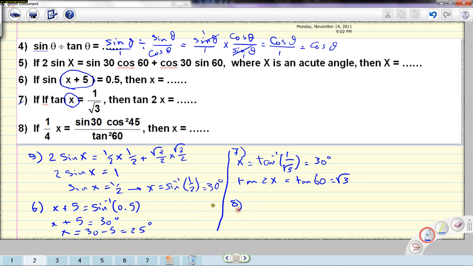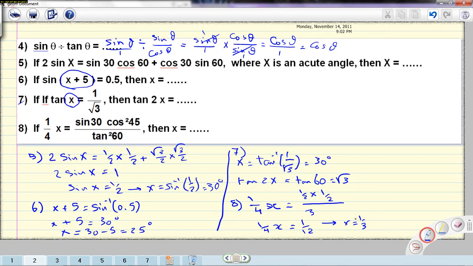Number 8, quarter x equals sine 30 cosine power 2 45 over tan power 2 60. I'm going to do the right hand side in one step. So sine 30 is half, times cosine power 2 of 45, which is another half, and down it's 3. So quarter x equals 1 over 12. So divide by quarter, so x will be 1 over 3.